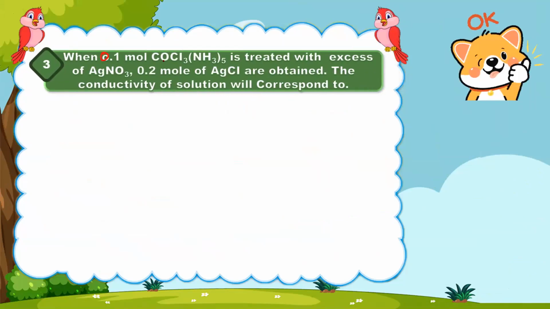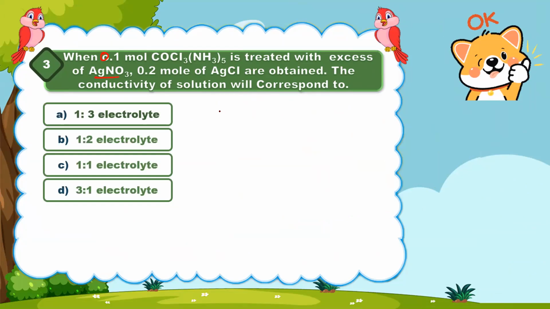When 0.1 mole of CoCl3.5NH3 is treated with excess of AgNO3, 0.2 mole of AgCl is obtained. The conductivity of the solution corresponds to what? See here the question, they have given the hint that 0.2 mole of AgCl is formed, which means that outside of the complex, 2 chlorines are present. See how I'm going to write it: Co(NH3)5Cl. We need to maintain 6 as the coordination number over here. Outside I'm writing 2 Cl.